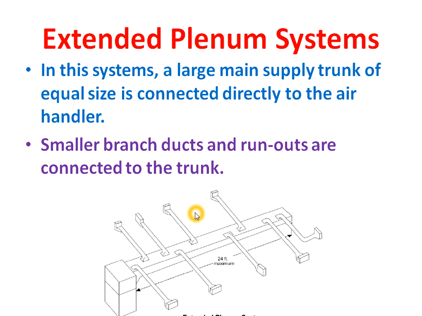Its major advantage is it is simple to construct because there is no convergence and divergence in the main duct. Its cross section area is constant throughout its length, so its manufacturing cost is very cheap. And in this system pressure balancing is very simple.